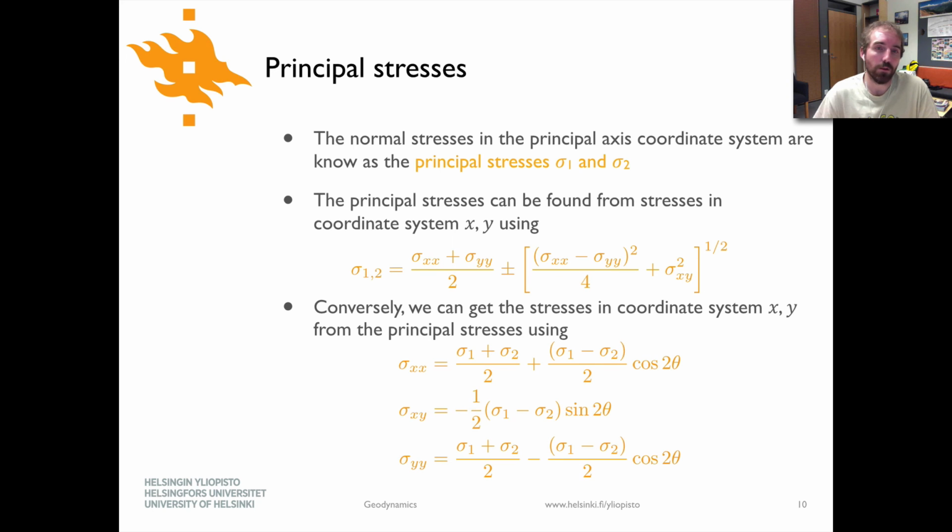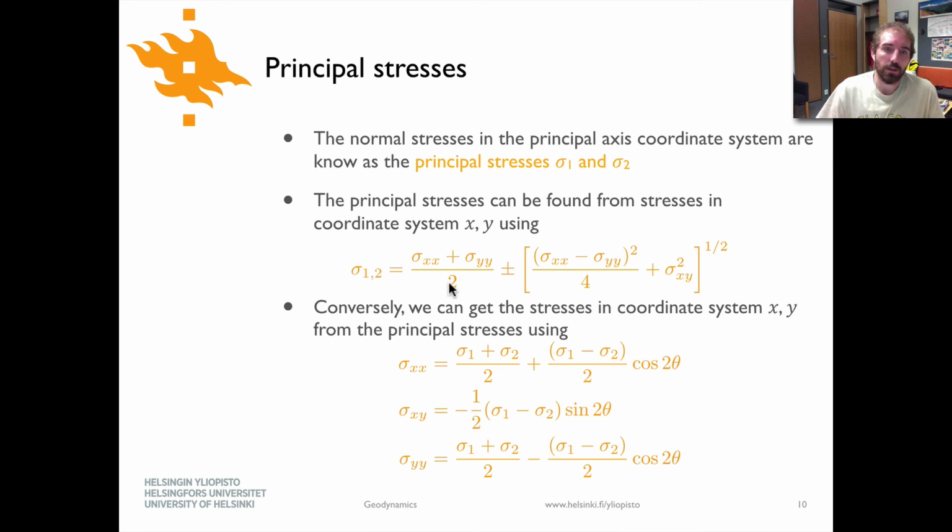In part, they're useful because it allows you, in many cases, to determine what kind of faults you might expect to form in rock. So we know that thrust faults tend to form when sigma 1 is horizontal. And we know that extensional faults tend to form when sigma 1 is vertical. We'll come back to some of this stuff later on in the class, but just to give you an example that principal stresses can help you understand something about faulting and how the Earth is deforming.